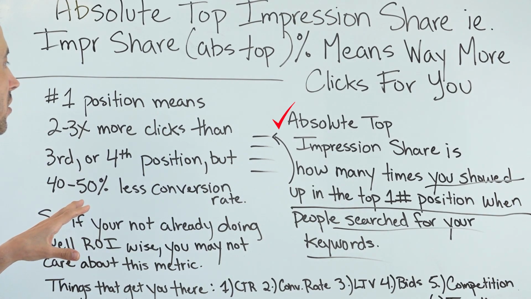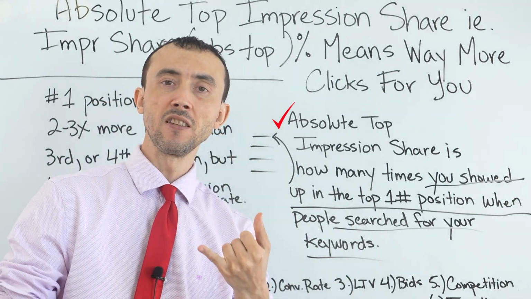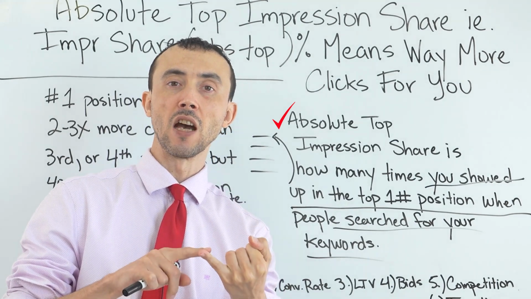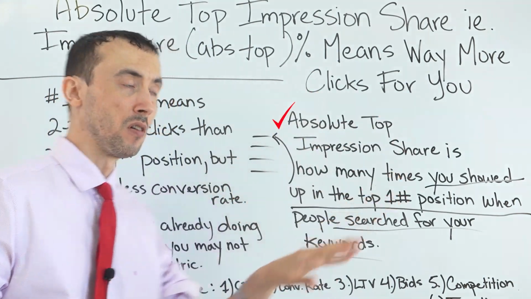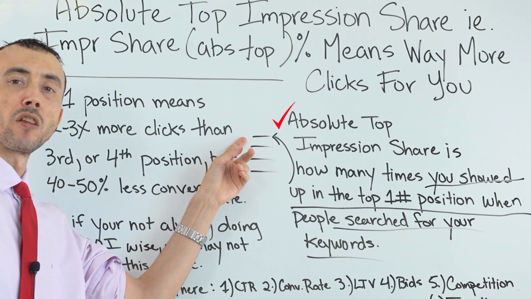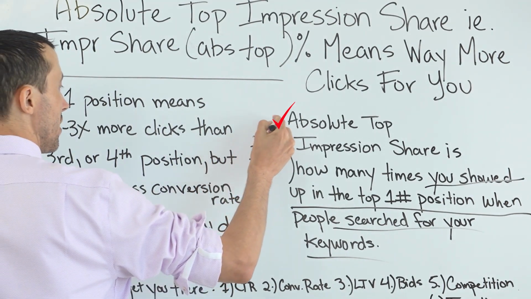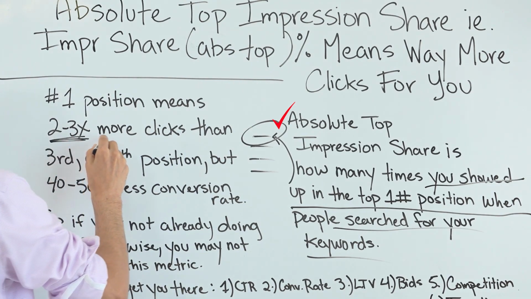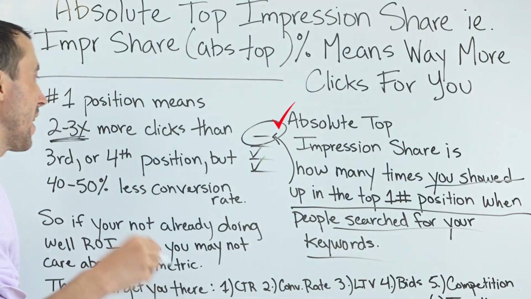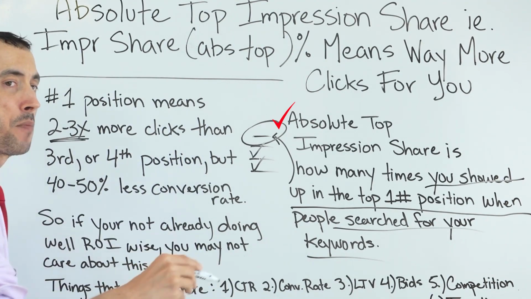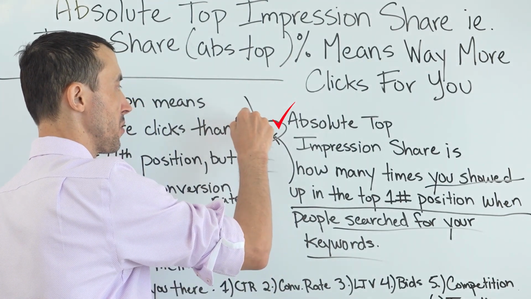So with that said, absolute top impression share would get you the most clicks, because you've pleased the algorithm to where you're eligible to show up every single time for your keywords, and you're showing up at the top place within the ads on the top of Google. By the way, if you don't know anything about the top position on Google versus the second, third, and fourth position, the number one position now means 2 to 3 times more clicks than the third and fourth ad position. Why is that? Because about half of the people who search on Google don't read the ads before they click on them. They just click on the first one.